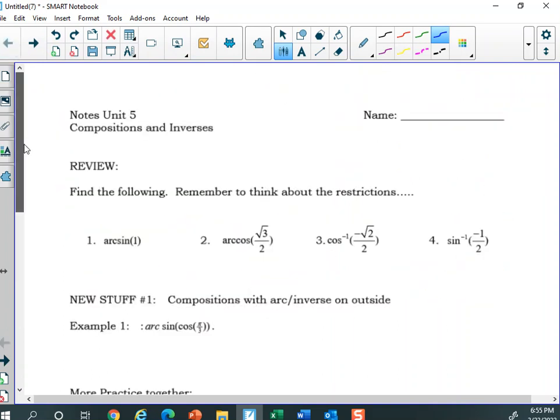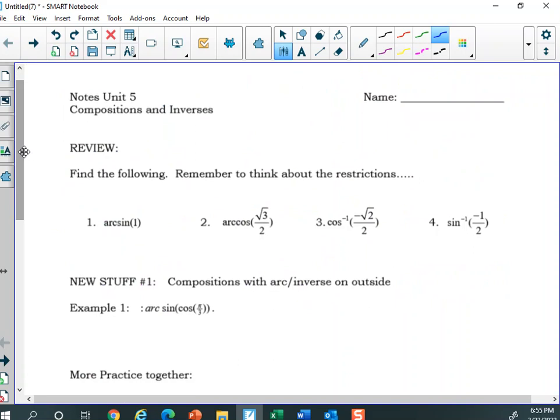So using all of those tools, we would go through these 4 questions. And if you haven't done them yet, you should stop and see if you can answer them on your own. Okay. The angle whose sine is 1, that's a quadrantal. That's going to be pi over 2. The angle whose cosine is root 3 over 2, is going to be pi over 6.